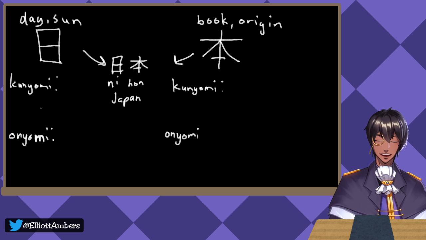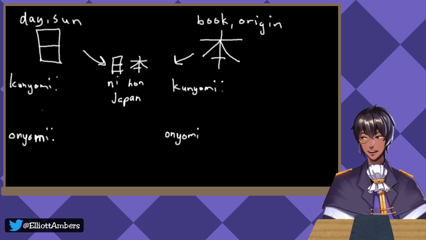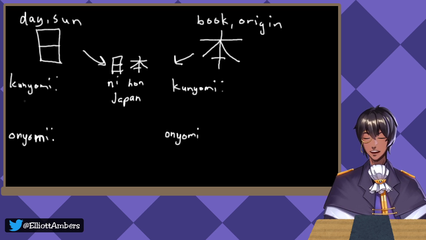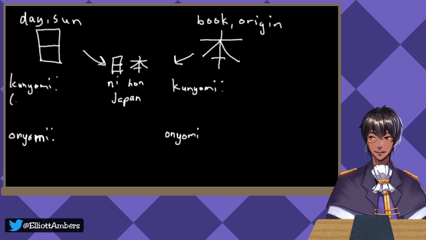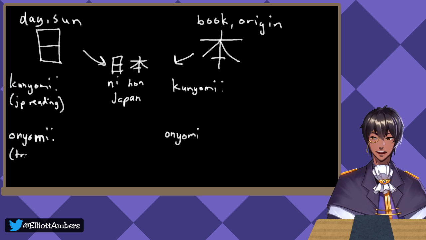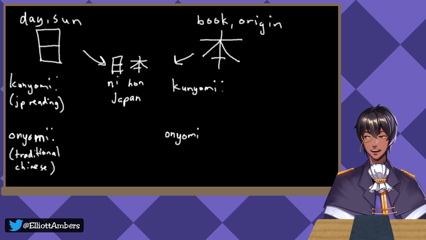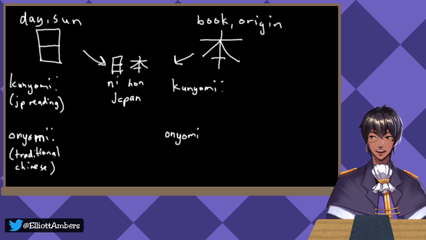Kunyomi is sort of the traditional Japanese reading. This is sort of like what they repurposed the kanji to be read as. I'll label it like that. And Onyomi is the traditional Chinese reading. So a lot of these words, the original pronunciations, come from Chinese.